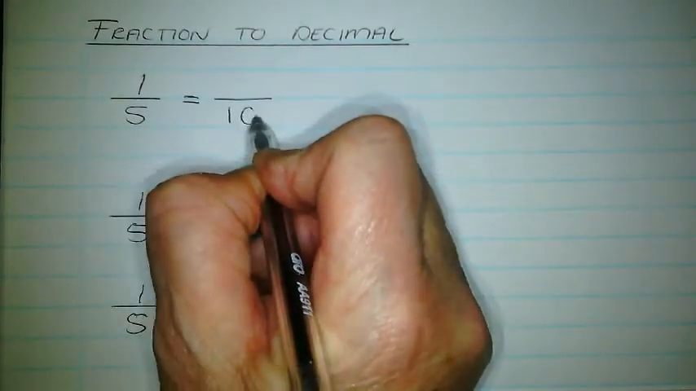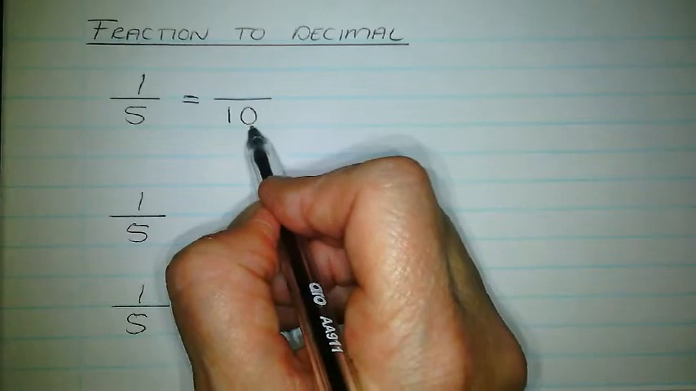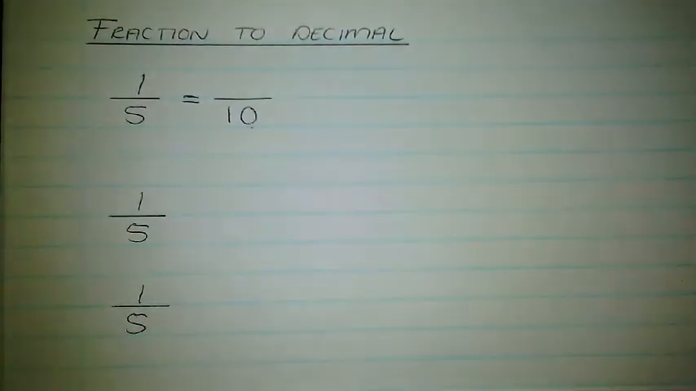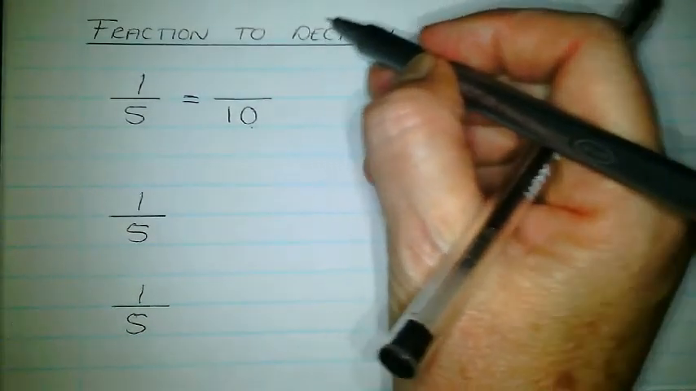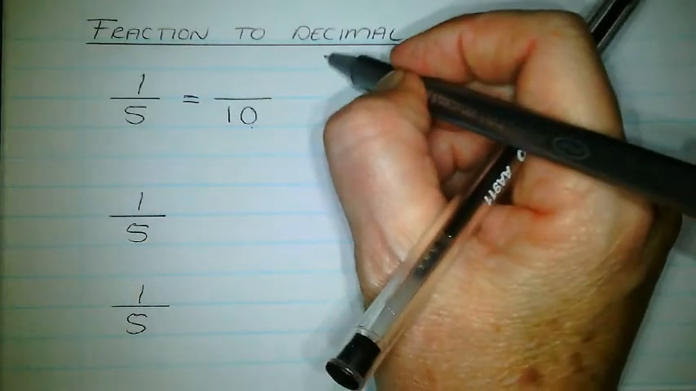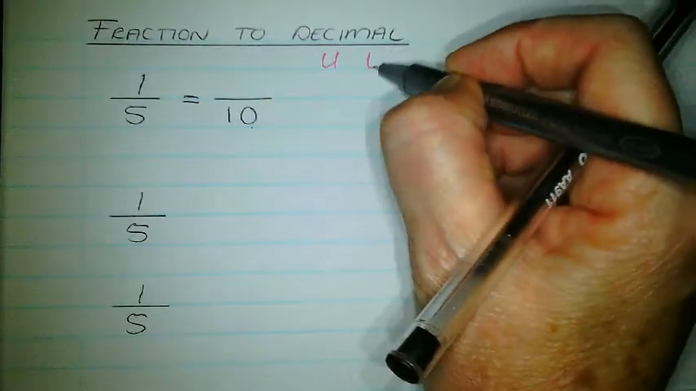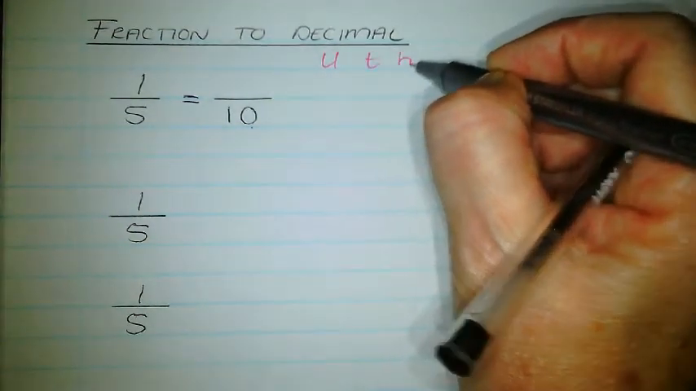So the first denominator is going to be a tenth. So that's my first place value. So remember what I said, the decimal fraction is going to show you that you can use your place values.